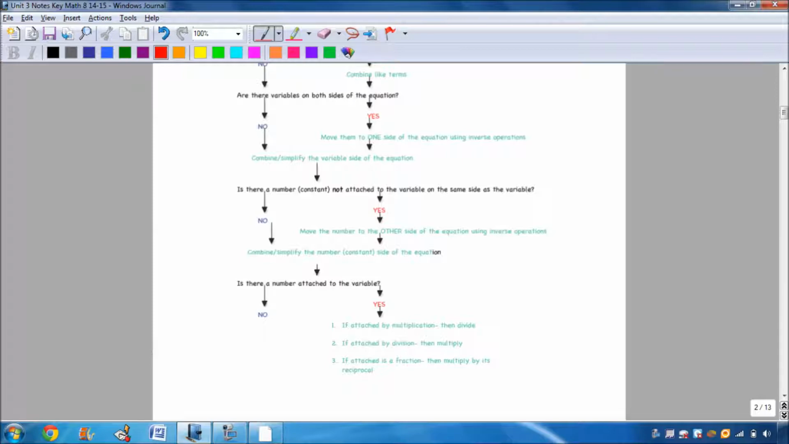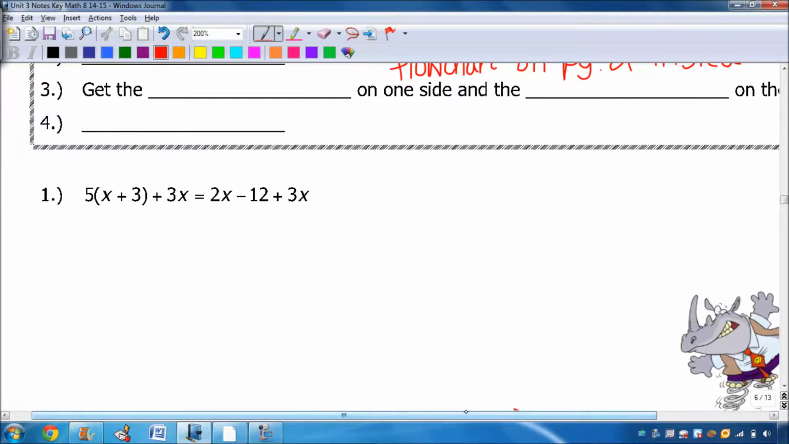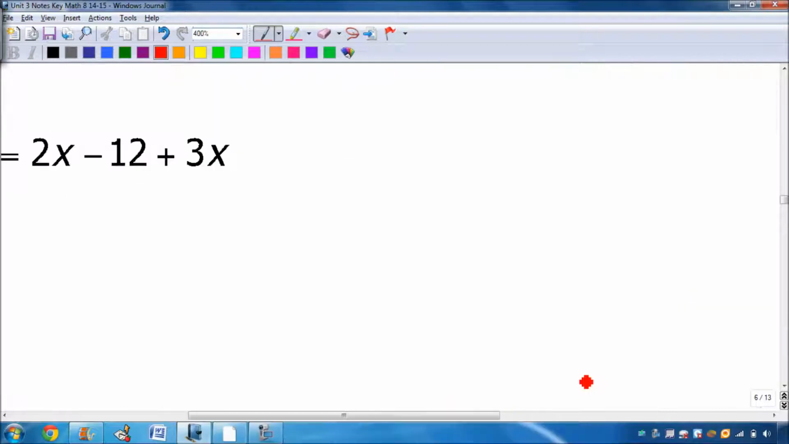Now, what I need you to do, please, is have this flowchart easily accessible, flip back and forth between what we're going to solve and this page here, and I'm going to show you how this flowchart is extremely useful as we do our work. All right, like I said, we're going to flip back and forth between the questions on page 6 and the flowchart on page 2. So question number 1 says 5 times (x plus 3) plus 3x equals 2x minus 12 plus 3x. Again, you have to make sure that you are leaving each side of the equation alone until you get to a point where you're starting to do some inverse operations.